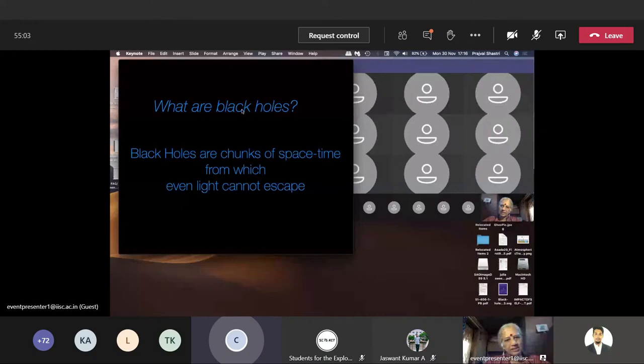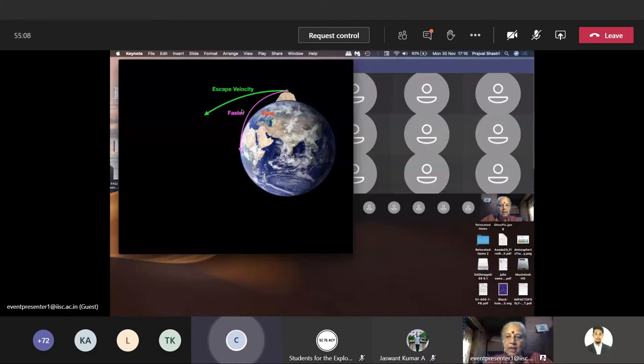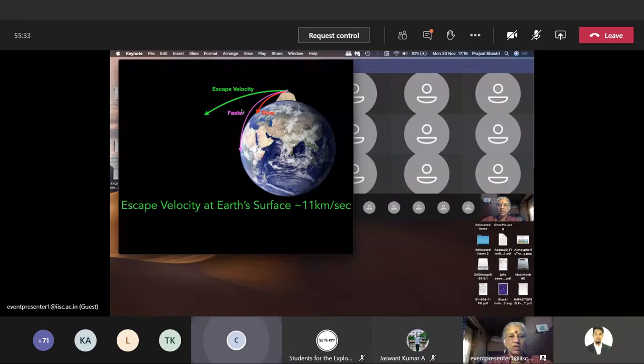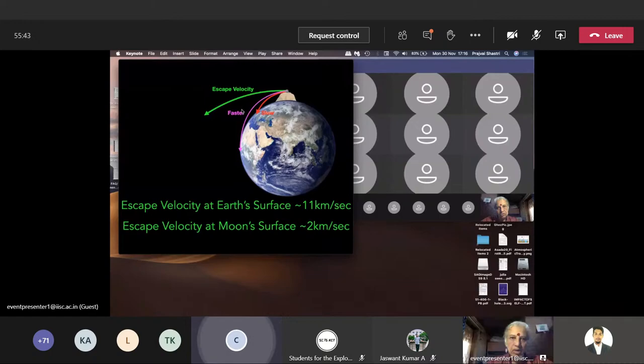So black holes are chunks of space-time, which you can think of as just space from which even light cannot escape. Now, I just said escape, so one can use the idea of escape velocity to get an intuitive feel for a black hole. Most of us know that there is something called the escape velocity, which is the speed that you need to escape from the gravitational force of any body. For example, the escape velocity at the Earth's surface is about 11 kilometers a second, and the escape velocity at the moon's surface is about 2 kilometers a second.